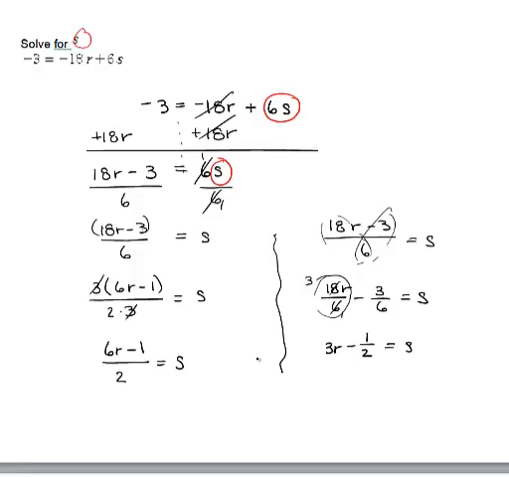And these two are equivalent. They're actually both the same. If I found a common denominator, this would become 6r here, but either one of these answers would be okay.